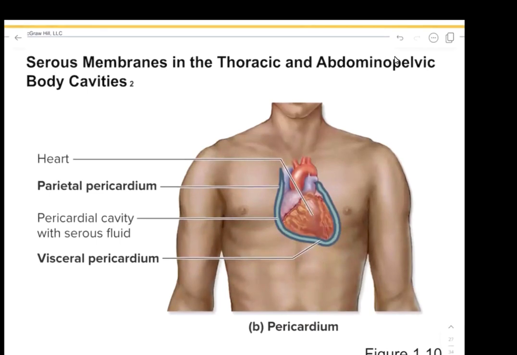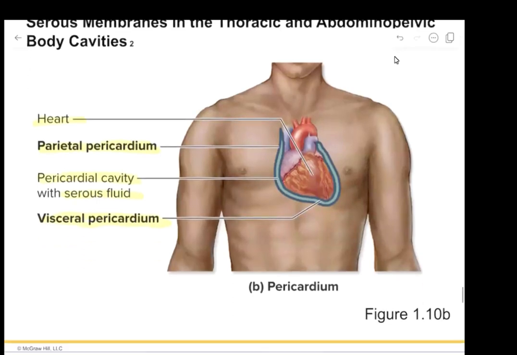So in the body, this is what we see. An example of this for the heart: you can see the membrane directly touching the heart is called the visceral pericardium. Superficial to that is the parietal pericardium, and the space between those two membranes is called the pericardial cavity. And there we find serous fluid, which helps to reduce the friction when the heart expands and contracts with each heartbeat.